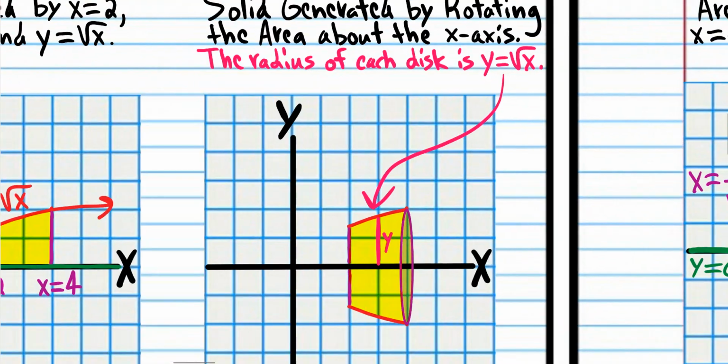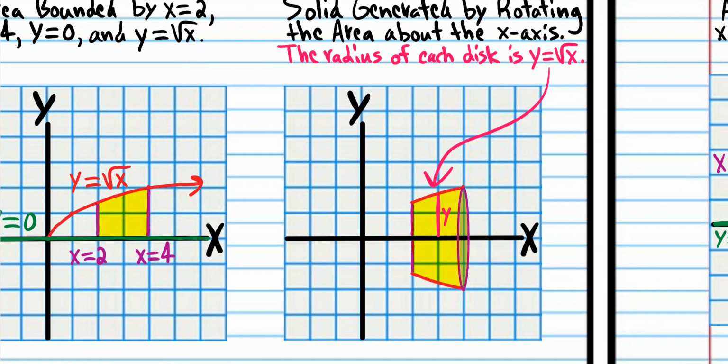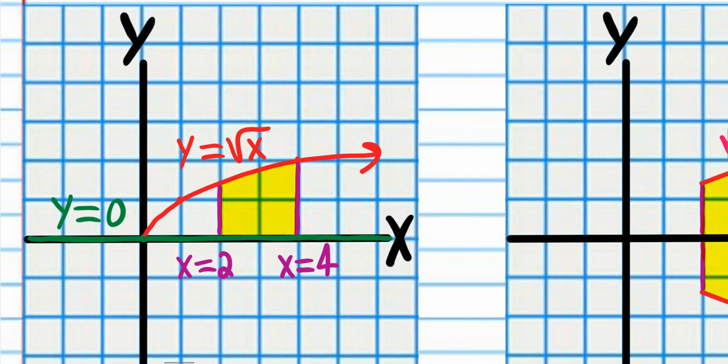But what is r? Well, r is just the distance from the x-axis to this red graph. But that's just root x. Choose any point on that red graph. The x value is just x, and the y value is root x. So the y values are all root x, but that's the radius of the cross-section circles.